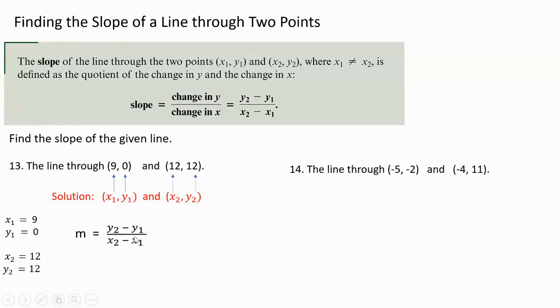So let's plug them into the formula. y2 is 12, y1 is 0. So it'll be 12 minus 0 over 12 minus 9, which will give us 12 over 3, which will give us 4. The slope is 4.